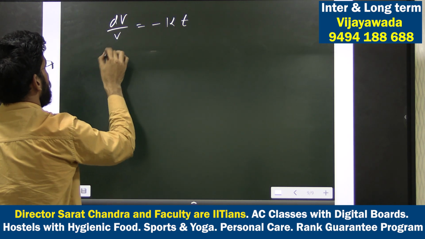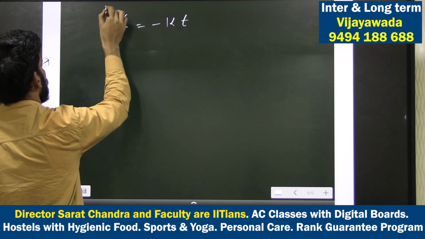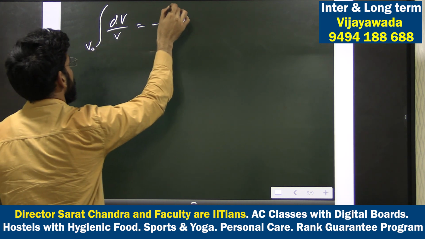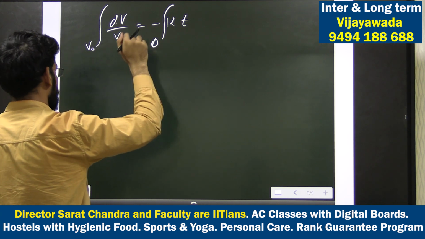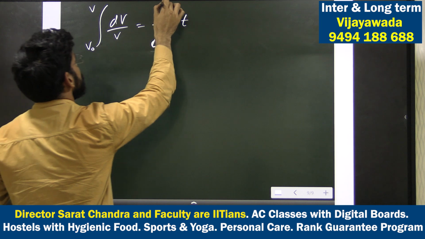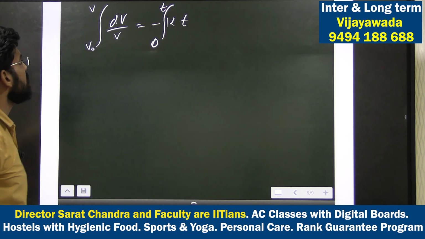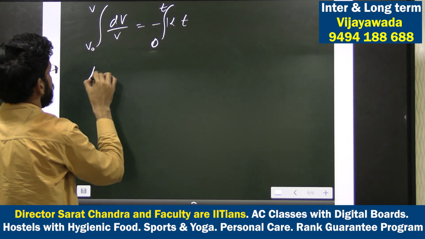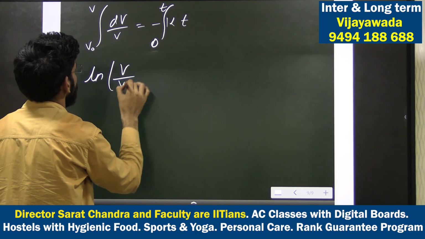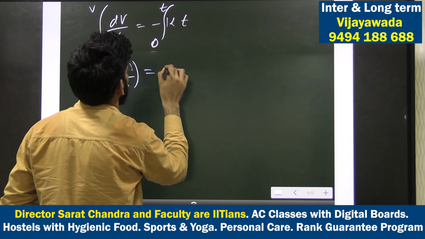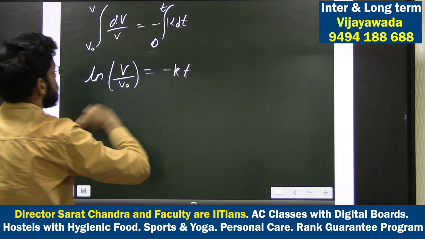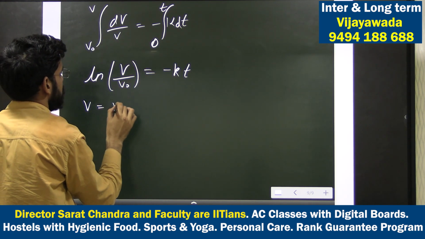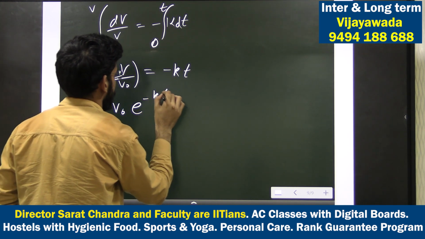Integration will be from when velocity is v naught at t equal to 0, when it is just entering, to any time t, where velocity is v. What will you get? ln of v by v naught is equal to minus kt. So this is dt. Minus kt you will get. So v is equal to v naught into e raised to power minus kt.